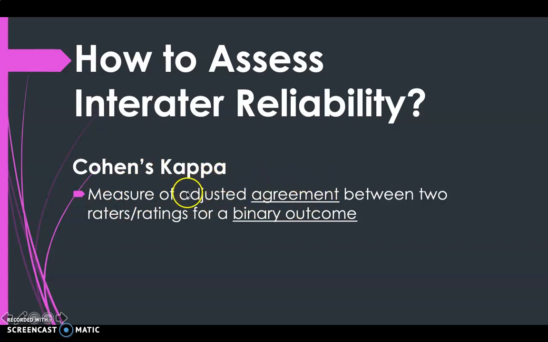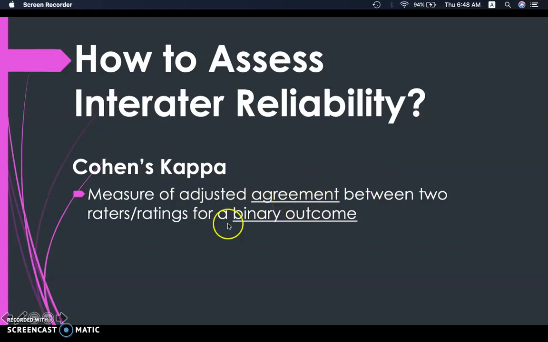Adjusted agreement means after all the researchers and the coders come together, they agree on the list of codes. That is adjusted codes. So we measure the agreements among the coders' binary outcome, whether they have seen the codes or the meanings in the transcript itself.